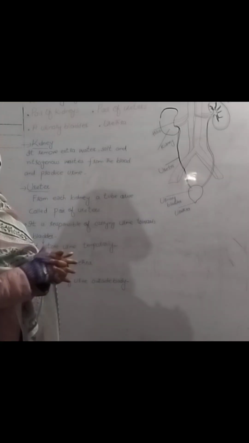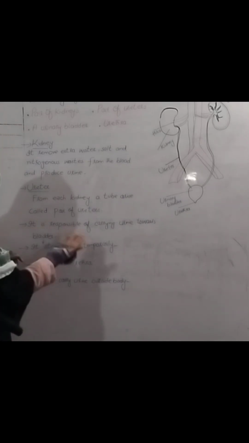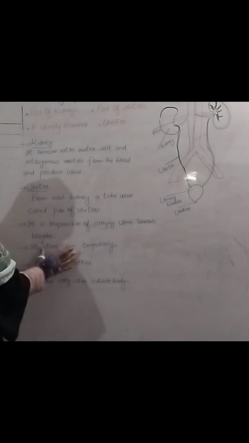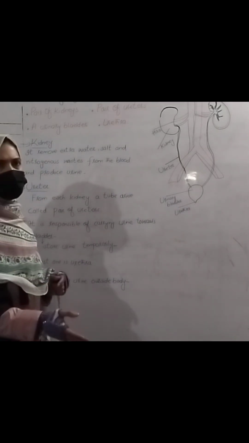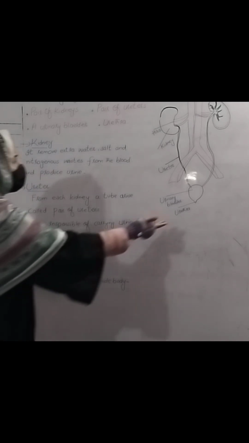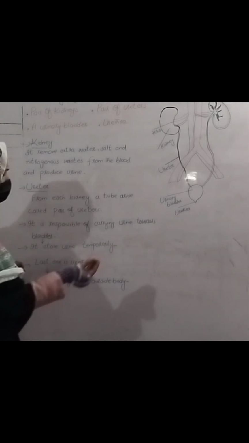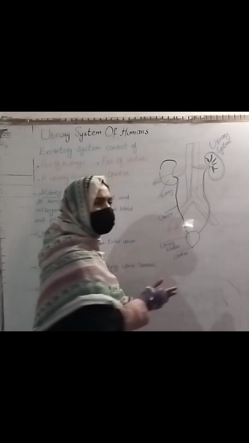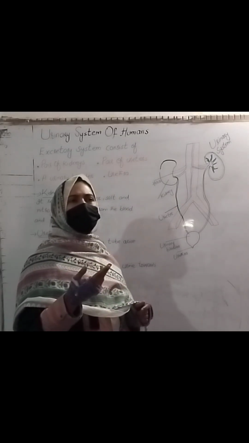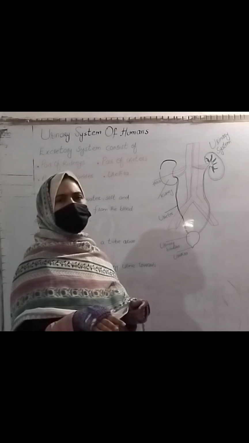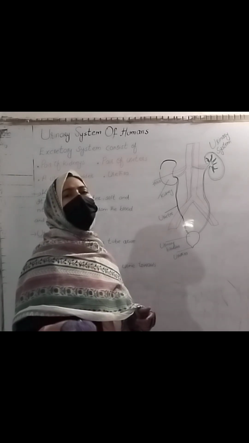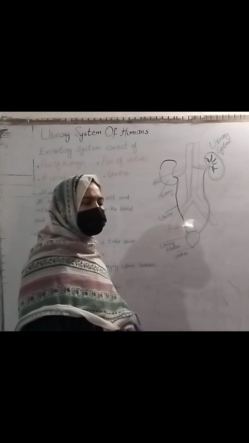Next one is the ureter. From the kidney, a tube arises called a pair of ureters. It is responsible for carrying urine into the urinary bladder. In the urinary bladder, urine is stored for a short time. Last one is the urethra. Urethra is a tube extending from the urinary bladder. It helps in the removal of waste products and of urine from the body.